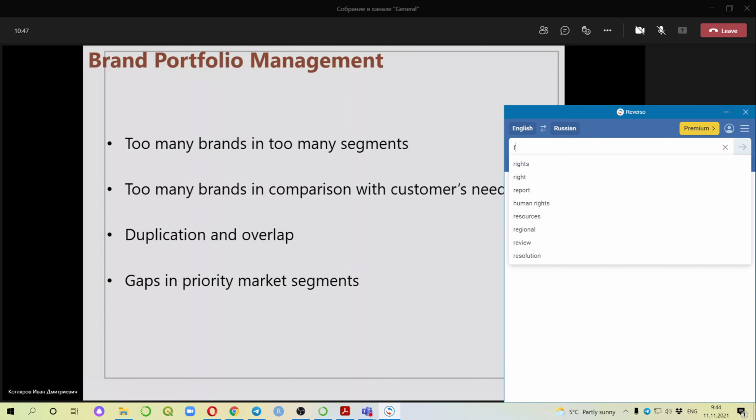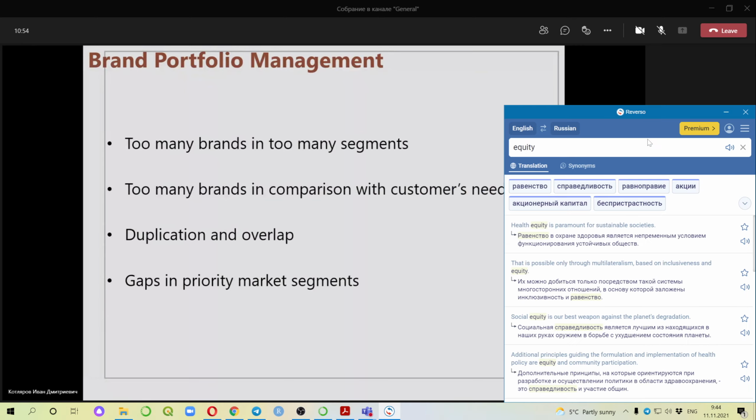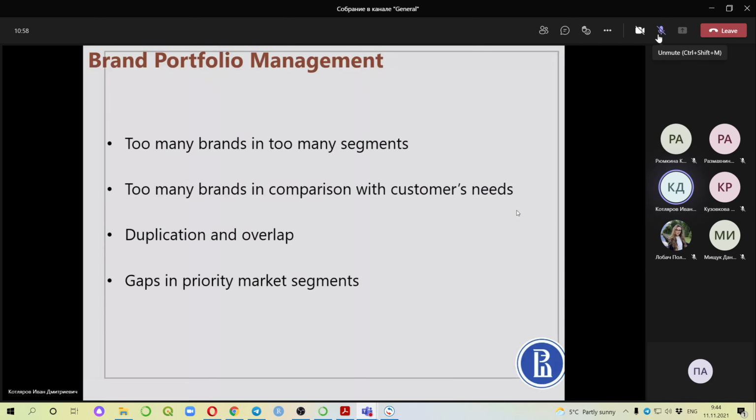What are typical mistakes in case of brand portfolio management? Too many brands in too many segments. Guys, could you please specify what it means? Too many brands in too many segments. Can we give an example of Sber? So it has many brands in many spheres. So sometimes it is confusing to customers to somehow create an image of the Sber's brand. Okay, probably it could be a good example. Actually, I wouldn't agree because Sber is trying to build up an ecosystem. And in case of an ecosystem, there should be a lot of brands. But technically, your idea is correct.